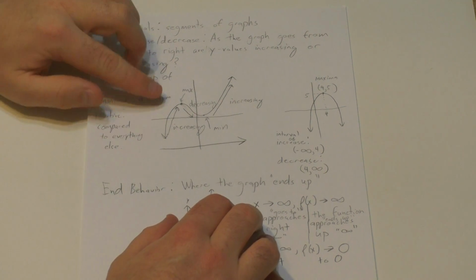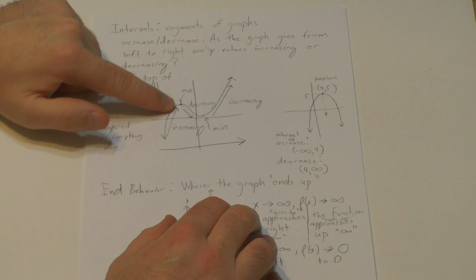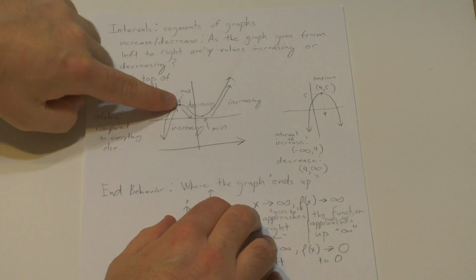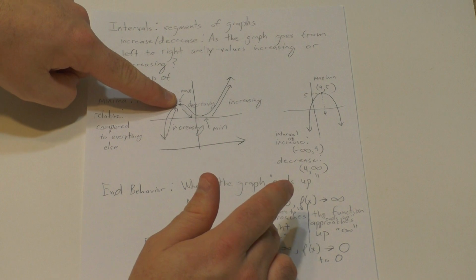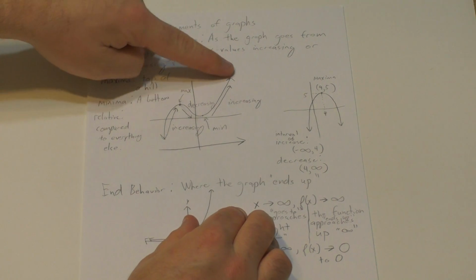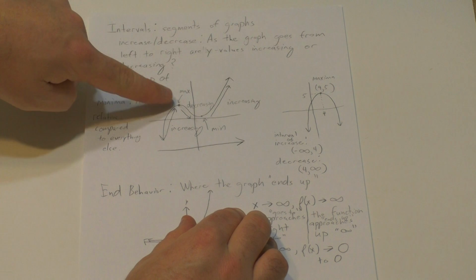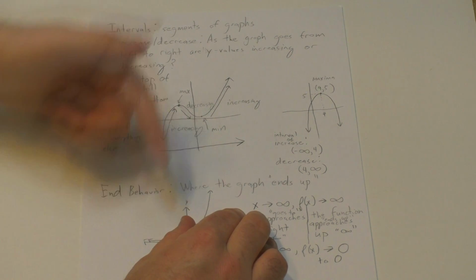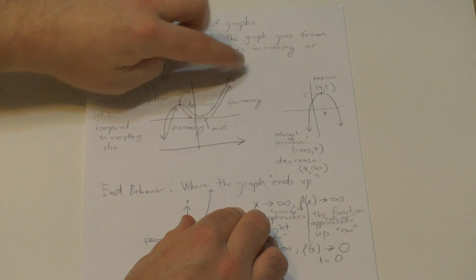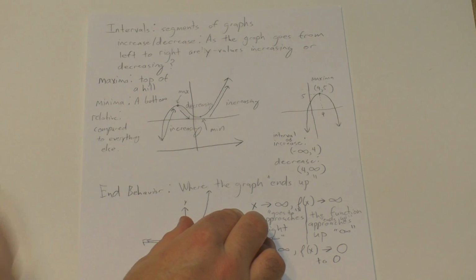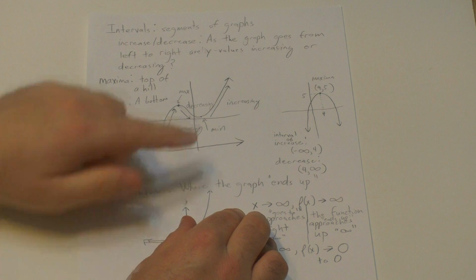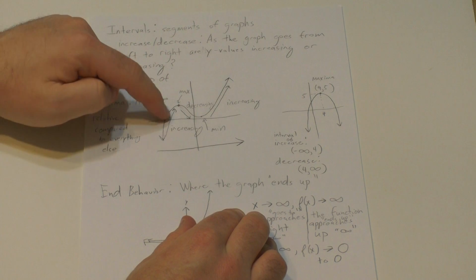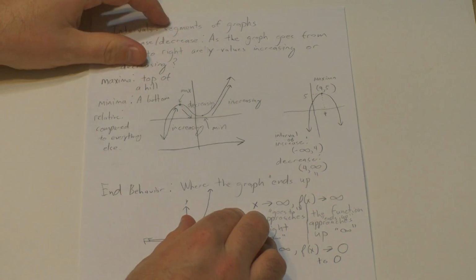So let's look at this example right here. Increasing, stops increasing right here, and it starts decreasing right here. So this is a maxima. It's a relative maxima because it's not the top of the graph. Up here, the graph keeps going up. It gets higher and higher. But right here, compared to everything else around it, it's a top. So it's a relative maxima. Decreases, then starts increasing right here at this point. That's a minima. Again, it's a relative minima because compared to everything else, it's the bottom, but it's not the bottom of this graph. It keeps going down, okay?